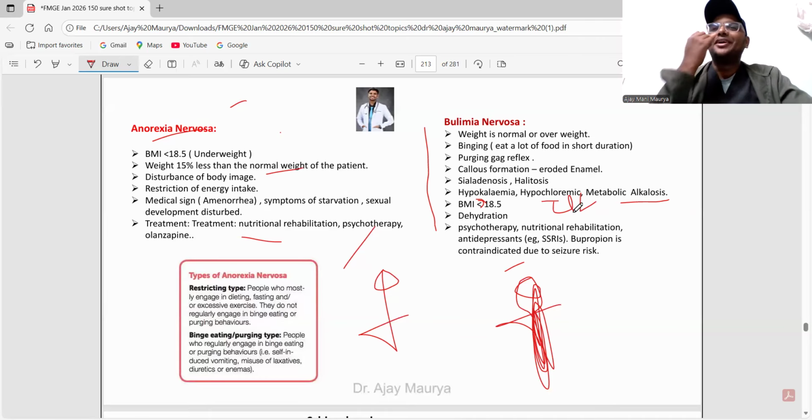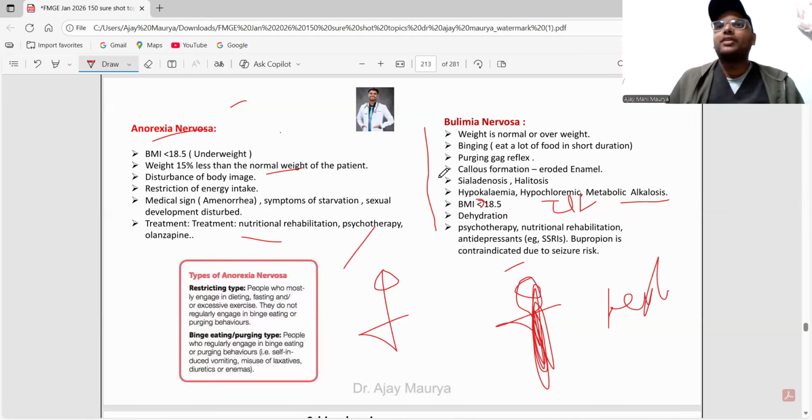Okay, you know what happens here? The boy always does the purging. Then the teeth bite will be seen here. Those teeth bites are associated with what is called the Russell sign. Teeth bite here, Russell sign. Whenever all the acid comes out, it will destroy the enamel. That's why there is also callus formation in bulimia. I think you got it.